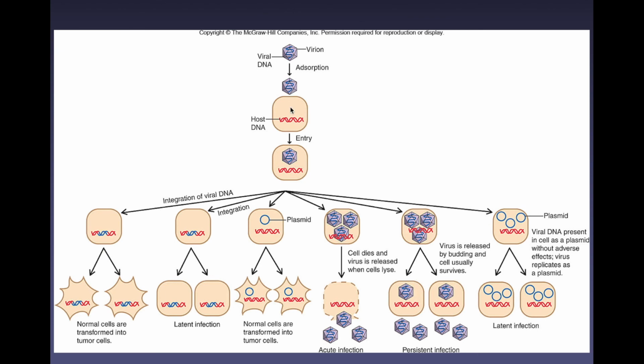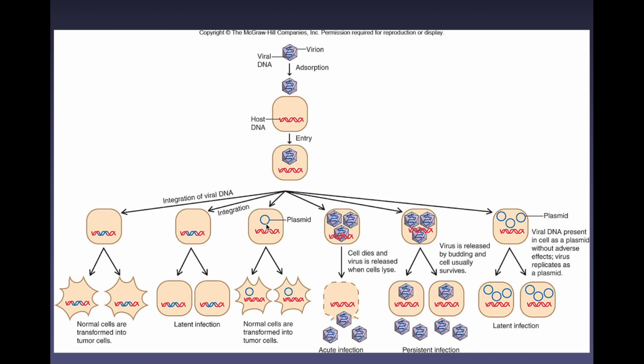So there's absorption, entry, and then from here we can have integration of viral DNA, where that integrated thing can become a tumor cell, like with Epstein-Barr virus or something along those lines, or HPV. Here we have integration, but it does not lead to alterations of the host cells, so this would be periods of latency, like with herpes.